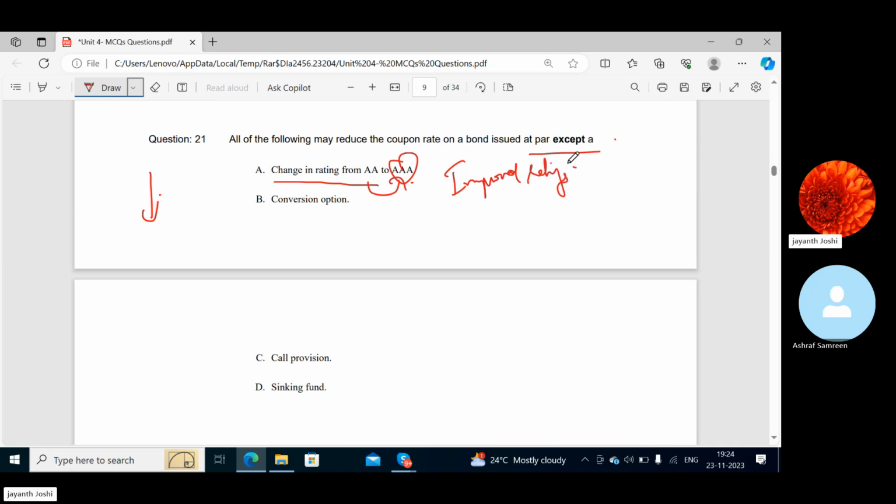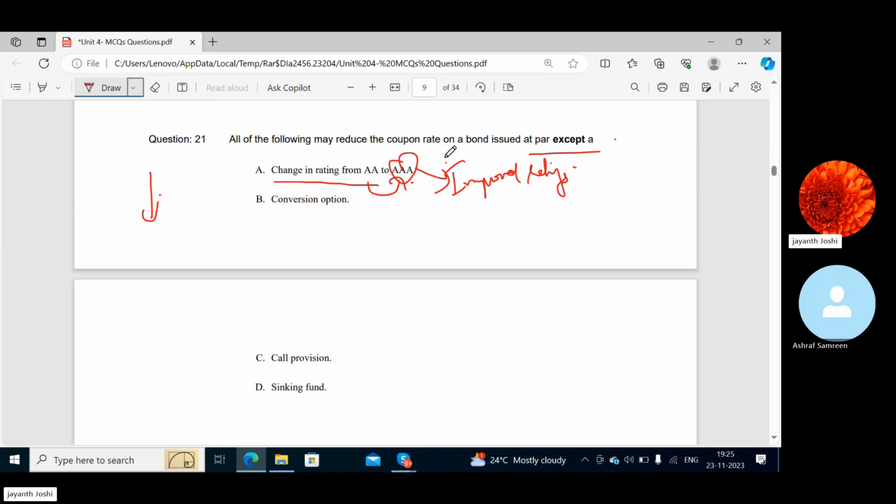So an improved rating is a feature attractive to investors that may result in their acceptance of a lower coupon rate. Why? If a bond is very strong and very secured, you will adjust yourself for lower returns, right? Because when the risk decreases, the returns also should decrease, correct? So this we accept. An improved rating is good for investors and they accept a lower coupon rate.